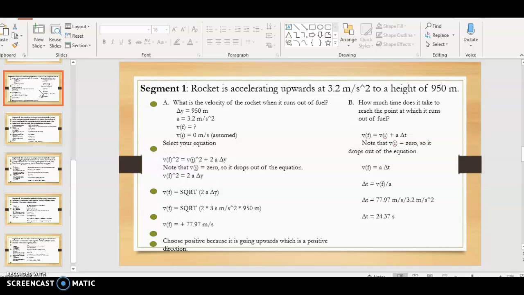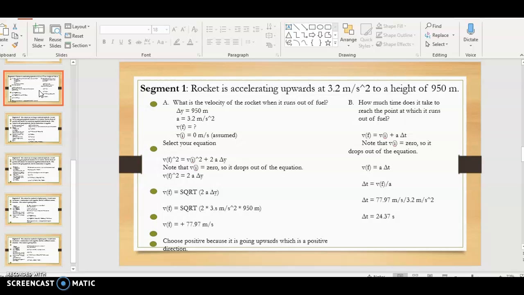To figure out part B, where it says how much time does it take the rocket to reach the point in which it runs out of fuel, I'm going to use a slightly different equation. VF, or final velocity, equals VI, initial velocity, plus a delta t, or acceleration times the change in time. Again, VI is 0 here, so it drops out of the equation. So I then rearrange my equation to be delta t equals the final velocity divided by acceleration.